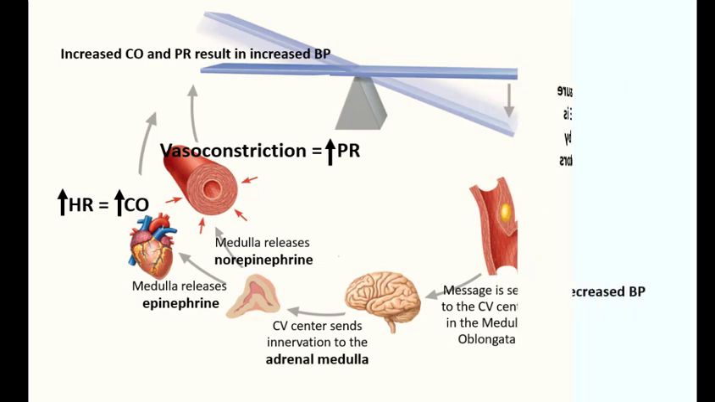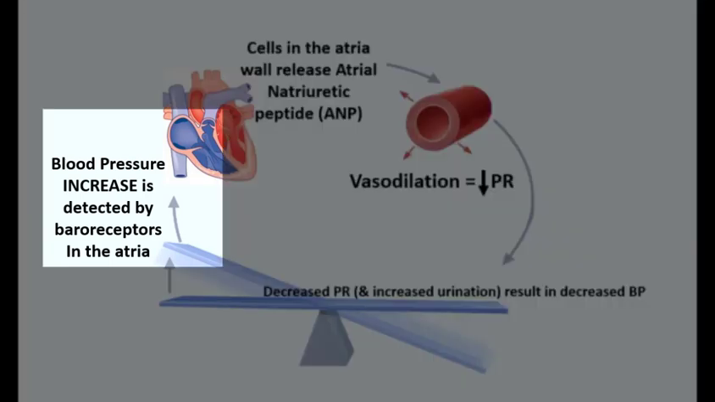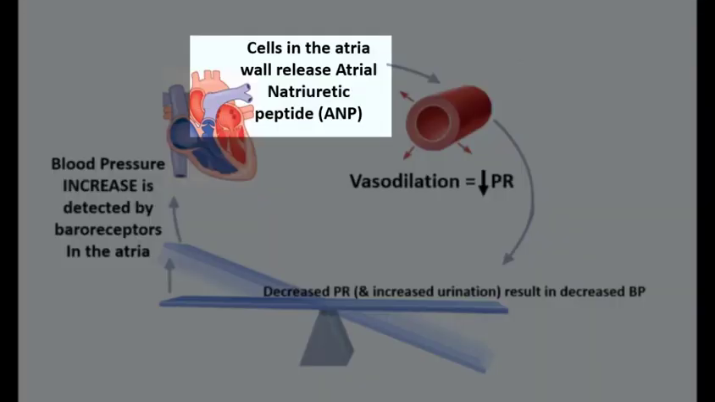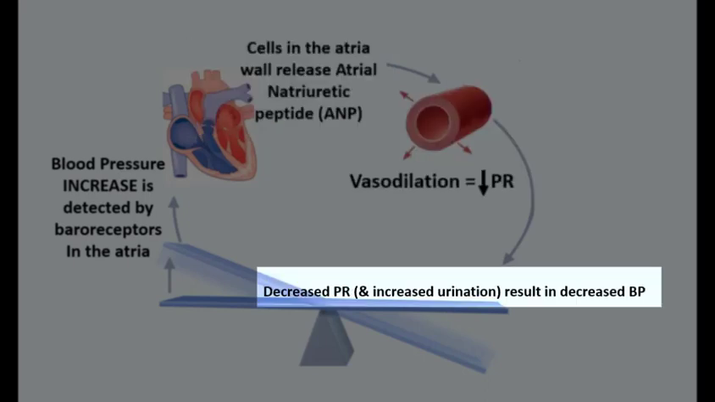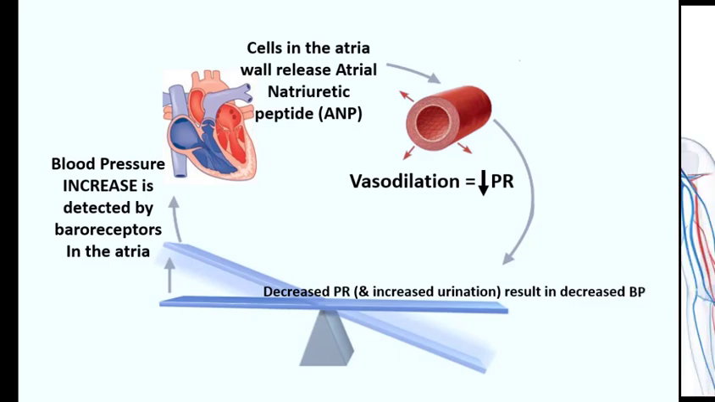Not as many hormones are used to decrease blood pressure, but one example is atrial natriuretic peptide, or ANP. If an increase in blood pressure is detected by receptors in the atria walls, the atria secretes ANP, and the result is vasodilation and decreased blood pressure. This hormone will also act on the kidneys to increase urination and therefore decrease the total blood volume.